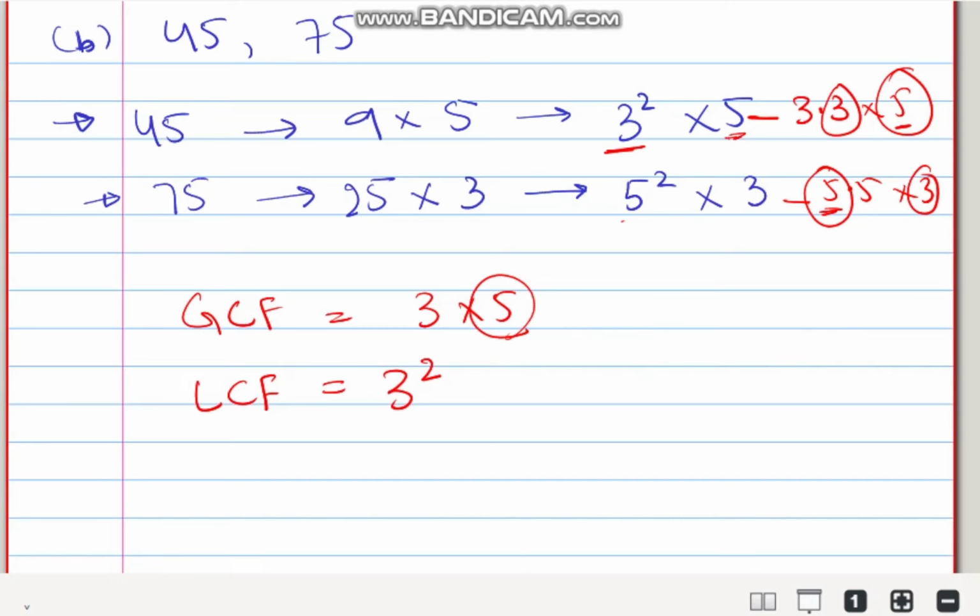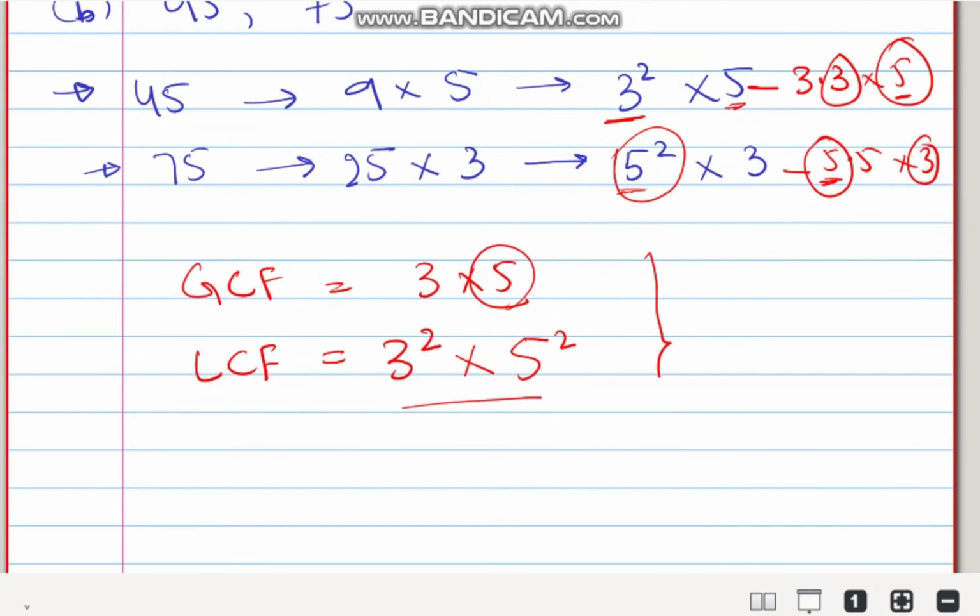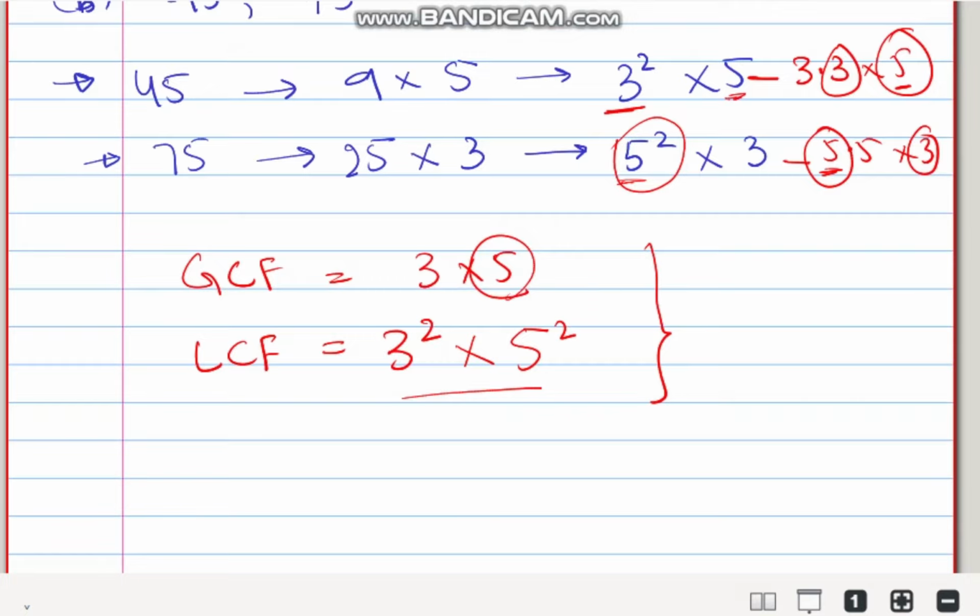Now we will move to the second number, which is 5 squared. Is 5 squared present here? No. So we will write 5 squared here. These are basically the least common factors. Okay, so this is our answer.